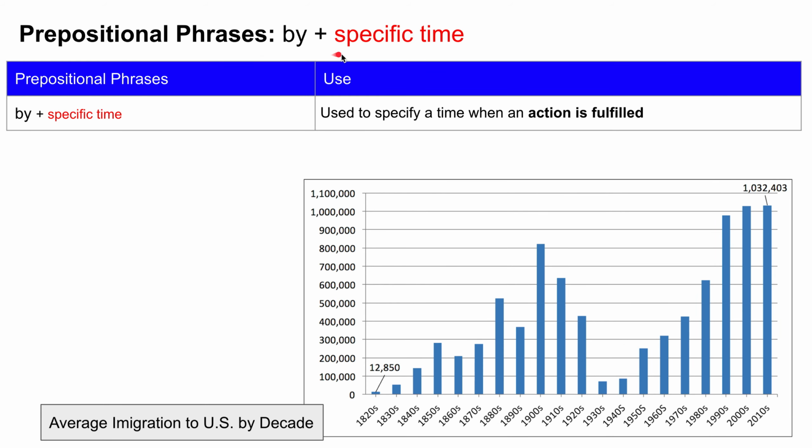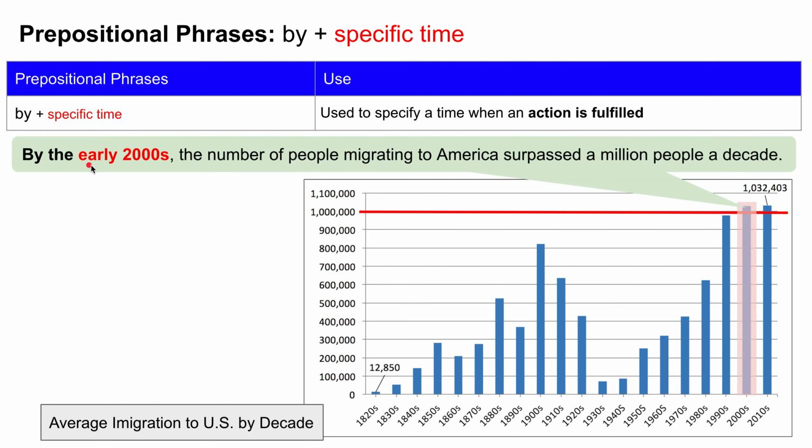Let's look at by plus specific time. By plus specific time is used to specify a time when an action is fulfilled. So you can see right here that in the 2000s and 2010s, immigration to the United States surpassed 1 million per decade. So we can say, by the early 2000s, the number of people migrating to America surpassed 1 million per decade. Here, the fulfilling action is the surpassing of 1 million per decade. That's the action that was fulfilled.